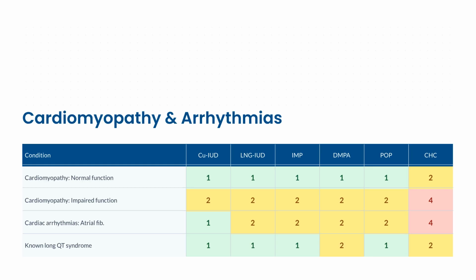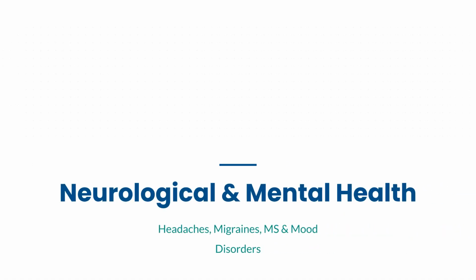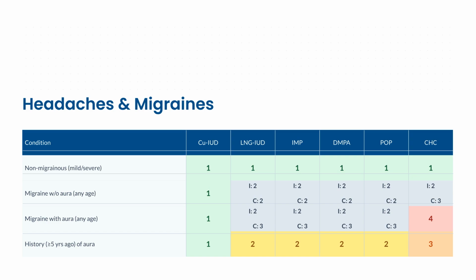This table addresses eligibility for individuals with cardiomyopathy or cardiac arrhythmias. Moving to neurological and mental health, this section covers migraines, multiple sclerosis, and mood disorders. Guidance on headaches and migraines is presented here, distinguishing between different clinical scenarios.